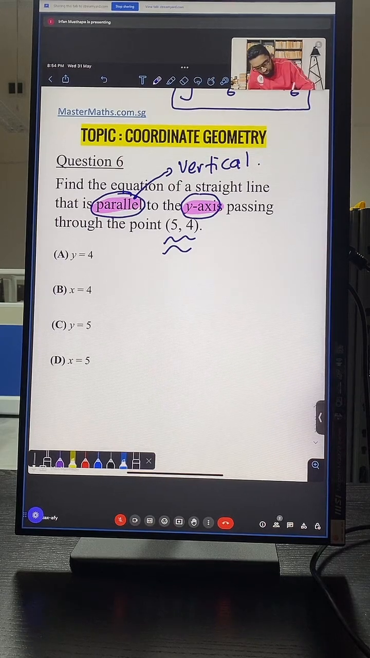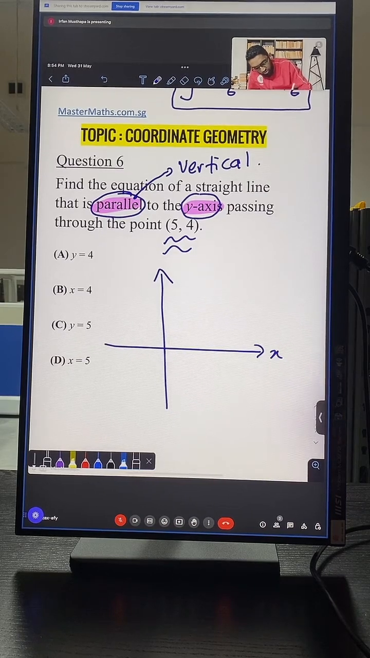Okay, let me draw it out for you. Best to draw it out. In fact, all of you go and draw this out. It's good for you. When you draw things, that's how you can learn faster. You can visualize, you can see things faster, and you can answer faster also.